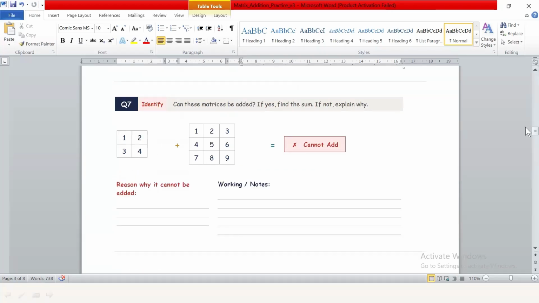Right, guys, if you look at question 7, you'll see that the first matrix here is a 2 by 2, and the second matrix is a 3 by 3 matrix. Of course, this cannot work because they don't have the same rows and columns. So this cannot work. That will be all for today's class. I will see you in the next lesson.